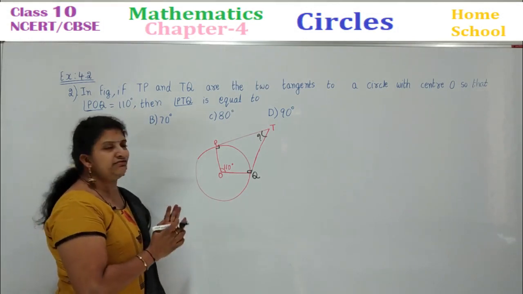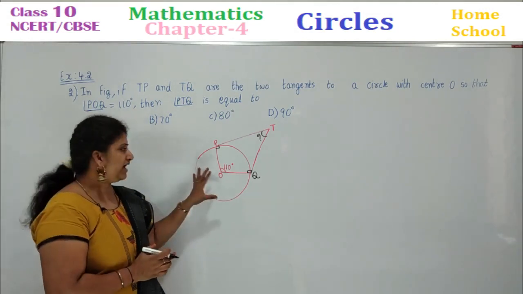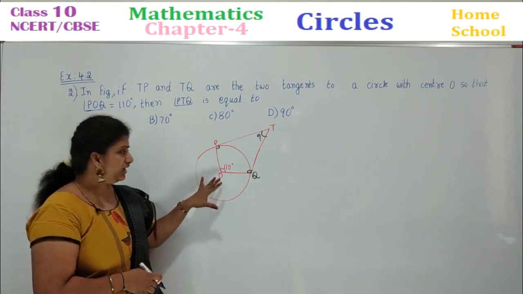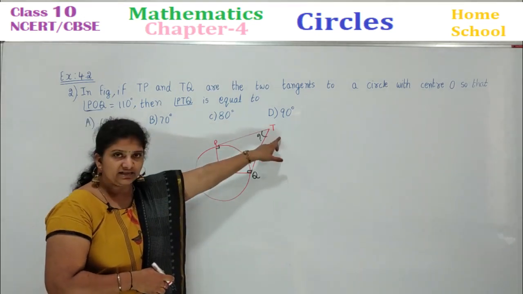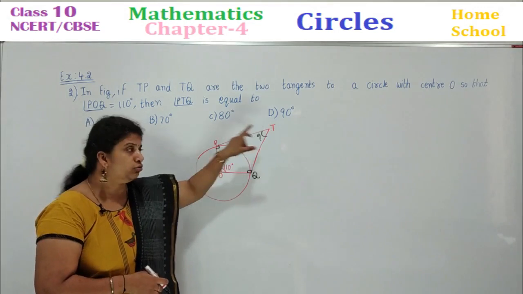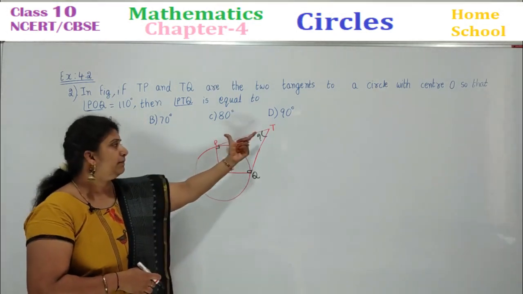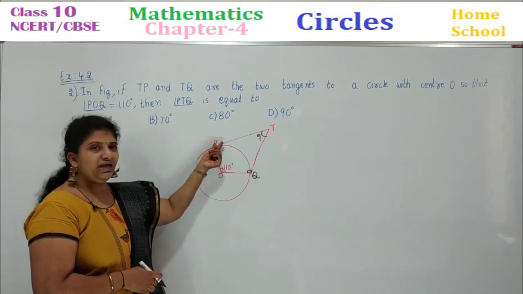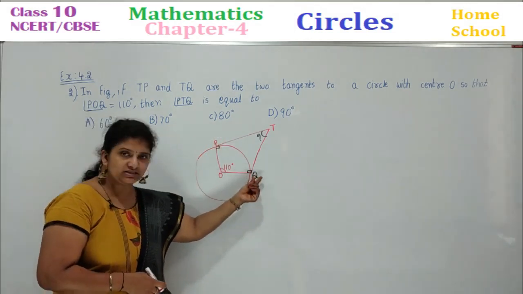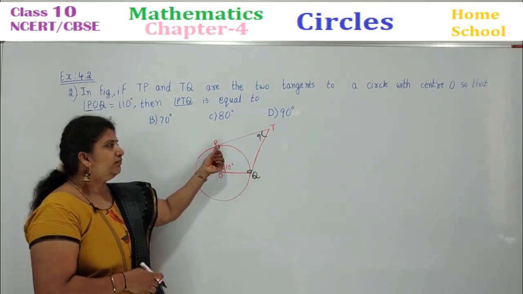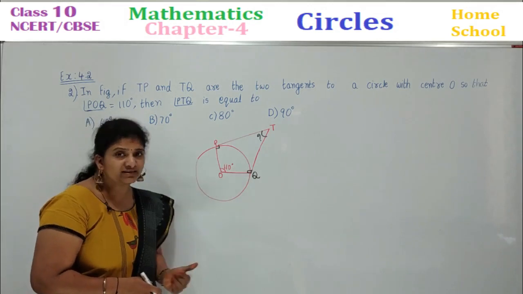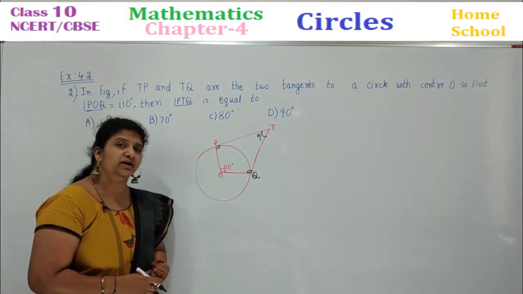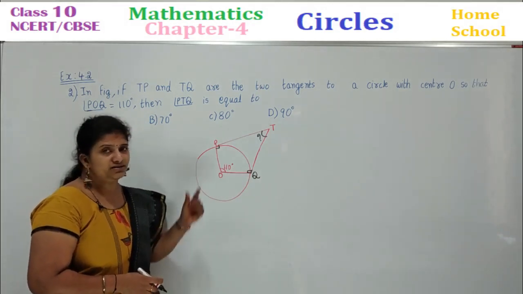Once again, look here, children. First, try to identify what is given for us. We have a circle with center O and T is an external point. From that point, two tangents arise. TP and TQ are the tangents. P is a point of contact. Q is a point of contact. Here, when the tangents are drawn to a circle, tangents are perpendicular to the radius at the point of contact.